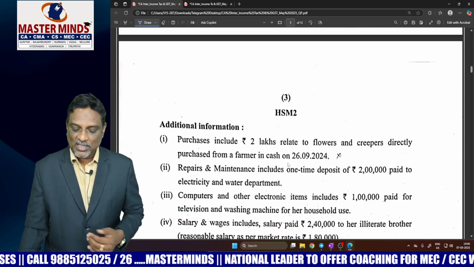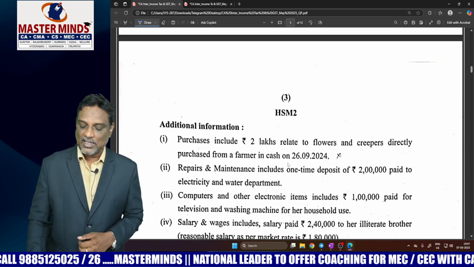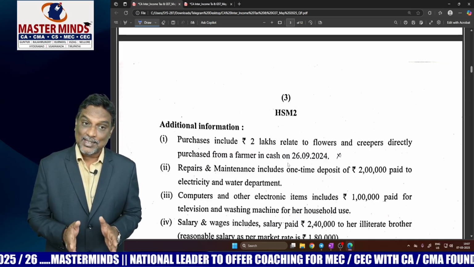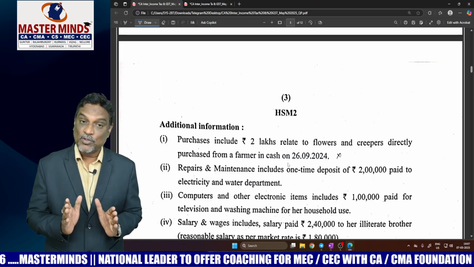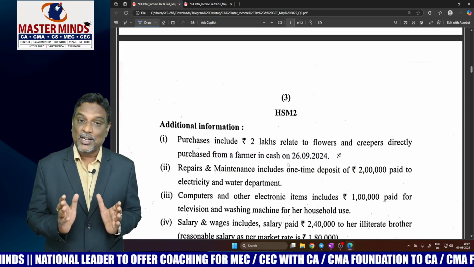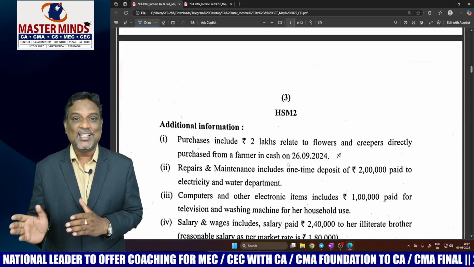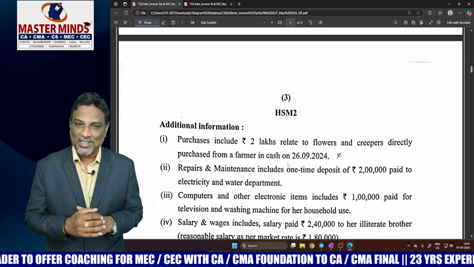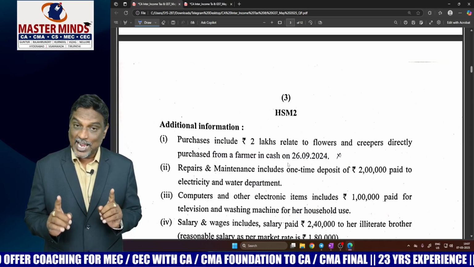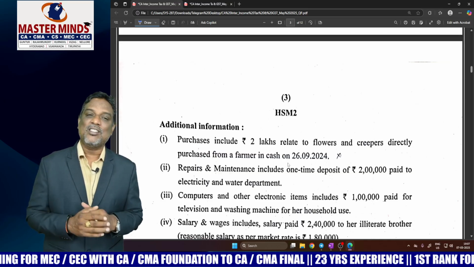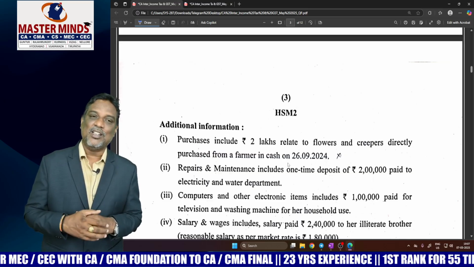The first adjustment, 2 lakhs, relates to flowers and creepers directly purchased from a farmer. This is something new. If you prepared section 40A, section 40A(3), the important point is that cash payment exceeding 10,000 is totally disallowed. But there are some exceptions to 40A(3), and this is one of the exceptions.